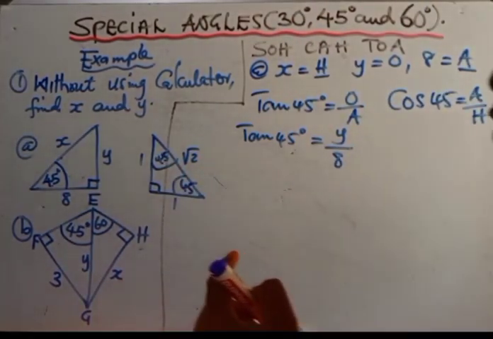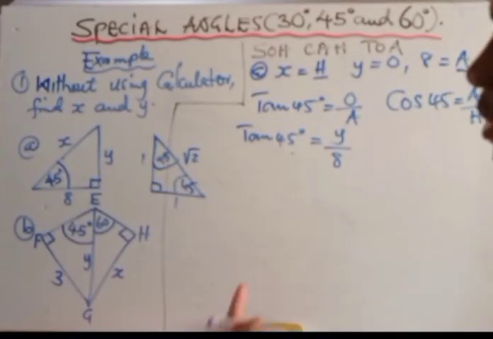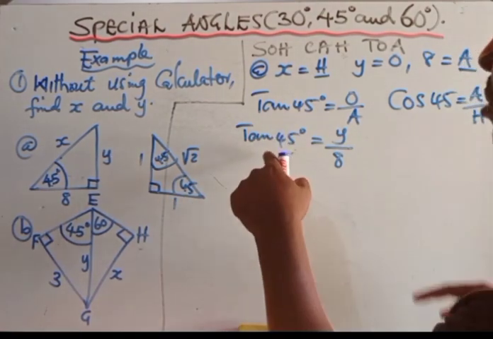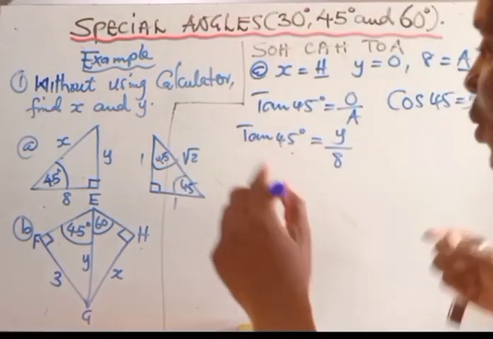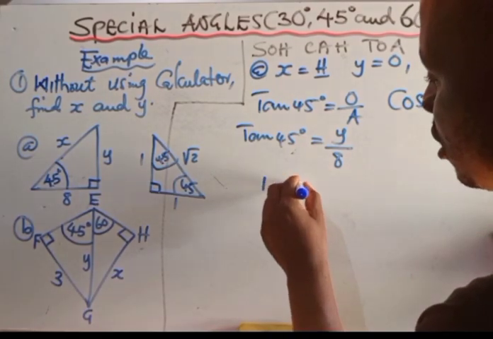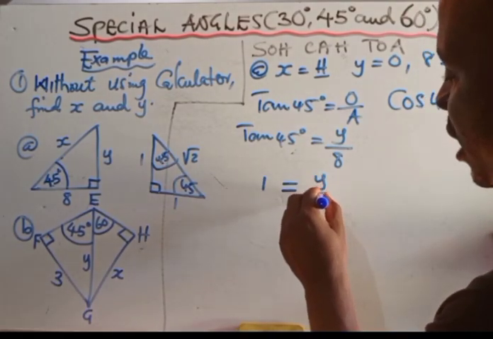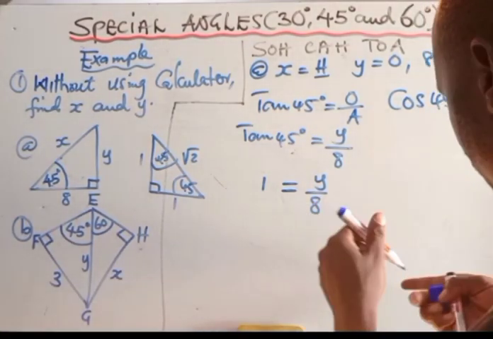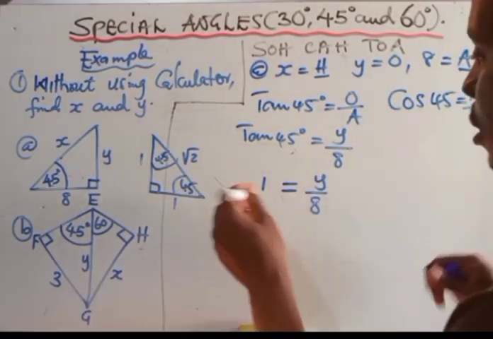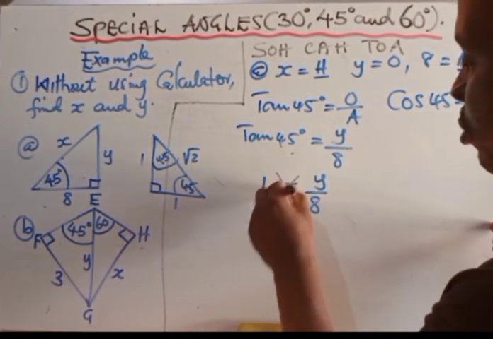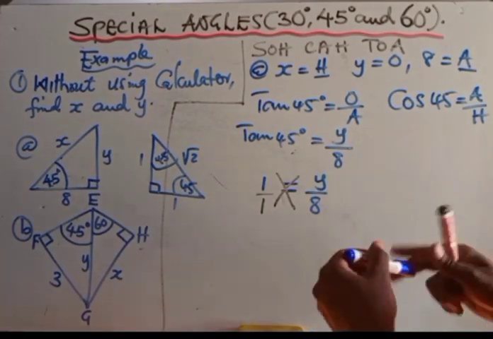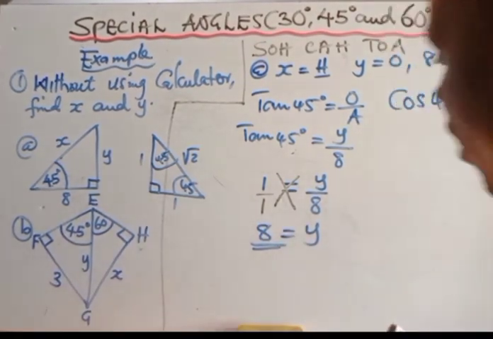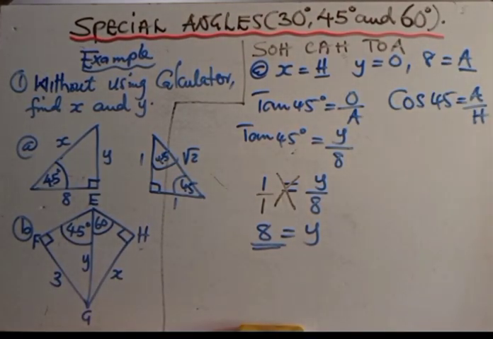What was our answer for tan 45? Tan 45 is equal to opposite over adjacent. It means that the answer was 1. So we're going to put 1 there. We're going to say 1 is equal to y over 8. Our interest is to find the value of y, so we cross multiply, dividing the other side by 1. If we cross multiply, we have 8 is equal to y. So the value of y is 8.